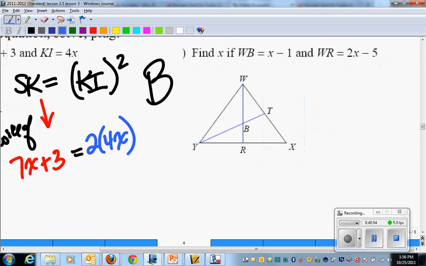Alrighty. So let's see what we have first. So we're going to trace and label first. We're given WB is x minus 1. So trace. Got that. WB is x minus 1. Now we're going to have to bracket WR because it's this big one here. WR is 2x minus 5.